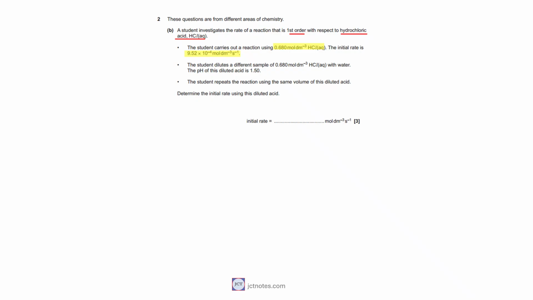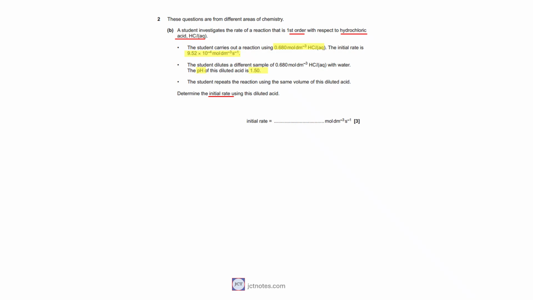Then, the student dilutes a different sample of the same acid with water. The pH of the diluted acid is 1.50. The student repeats the reaction using the same volume of this diluted acid. We are asked to determine the initial rate using this diluted acid.